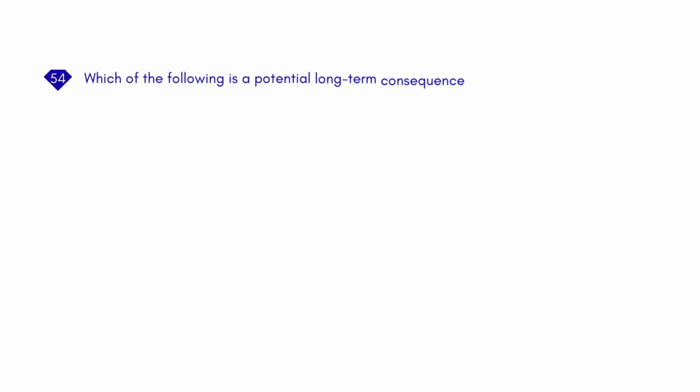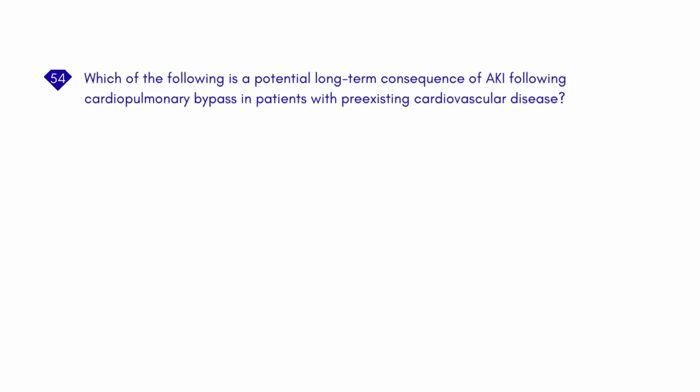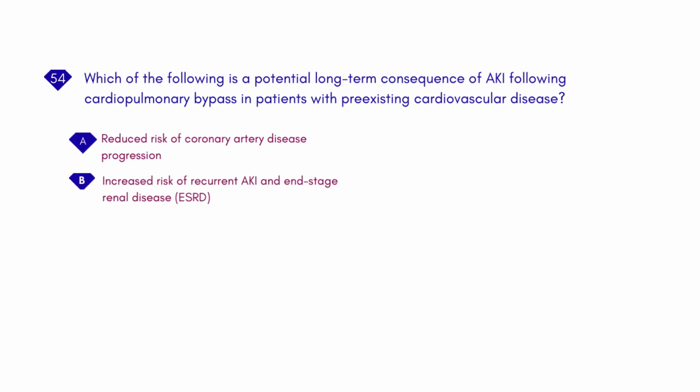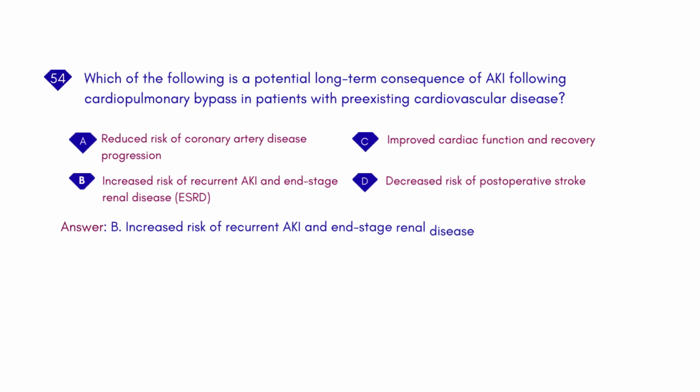Which of the following is a potential long-term consequence of AKI following cardiopulmonary bypass in patients with pre-existing cardiovascular disease? A. Reduced risk of coronary artery disease progression. B. Increased risk of recurrent AKI and end-stage renal disease, ESRD. C. Improved cardiac function and recovery. D. Decreased risk of postoperative stroke. Answer: B. Increased risk of recurrent AKI and end-stage renal disease, ESRD.